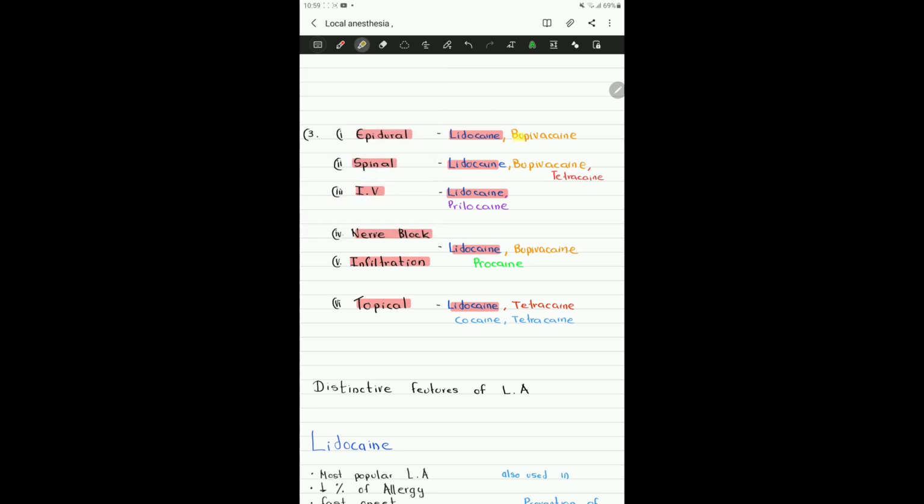For epidural, we have lidocaine and bupivacaine. For spinal, we have lidocaine, bupivacaine and tetracaine. For intravenous, we have lidocaine and prilocaine. For nerve block and infiltrative anesthesia, we use lidocaine, bupivacaine and prilocaine. And finally, for topical anesthesia, we use lidocaine, tetracaine, cocaine and benzocaine.